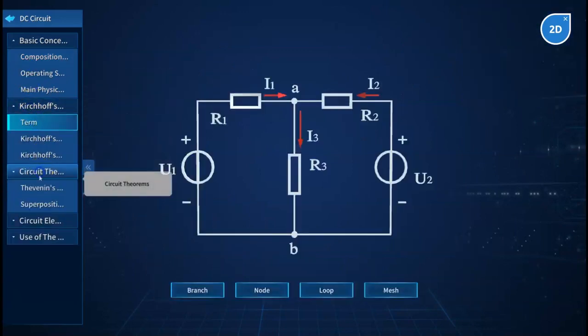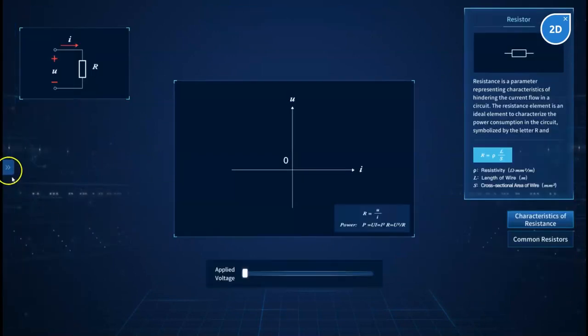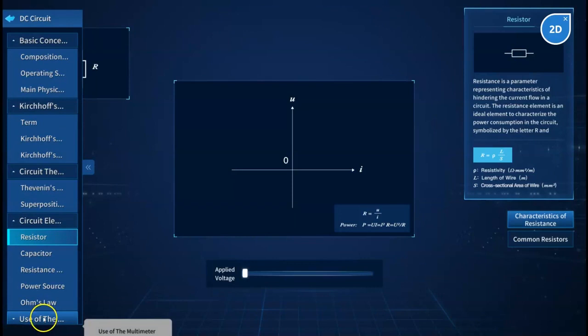Within the DC circuit, it begins with a basic concept of a circuit, including how the circuit operates, and evolving into various laws and theorems, including the basic usage of a multimeter.